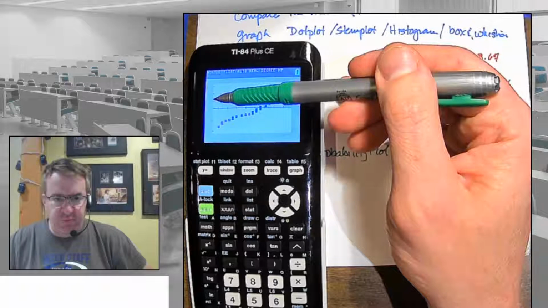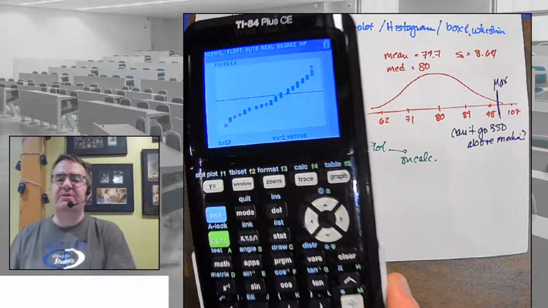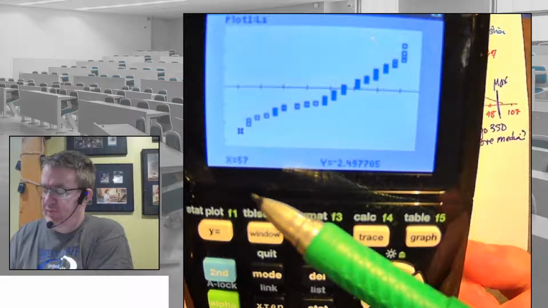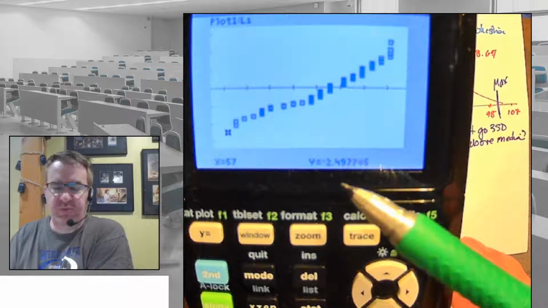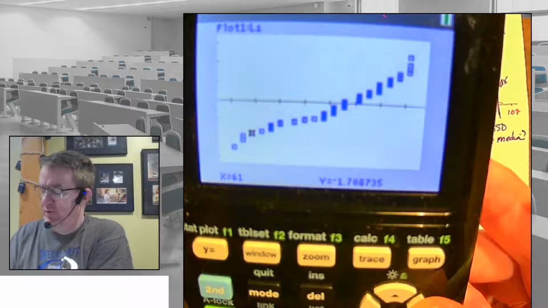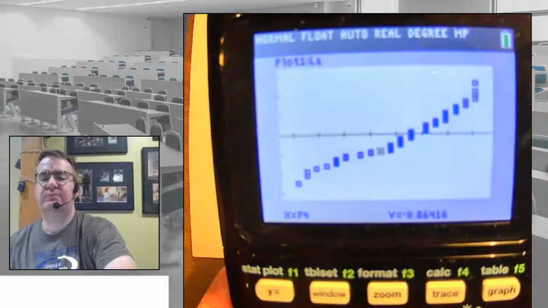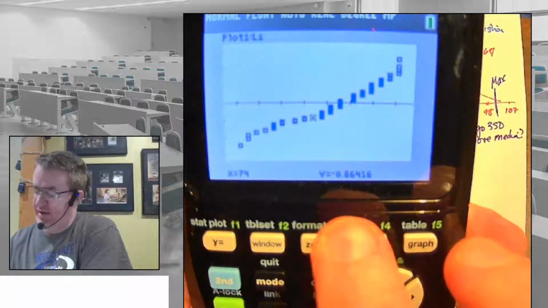So if I hit trace on this, I'm not sure why my computer's so laggy today. You can't see this, and if I go really close, it's going to be a little bit harder to see. Oh, there you go. Okay, 57 is 2.5, is expected to be about 2.5 standard deviations away from the mean. If I continue to go over, and notice they're just kind of piling up here. The score of 74, waiting for it to catch up. So 74 is about a negative 0.9 standard deviations below the mean.